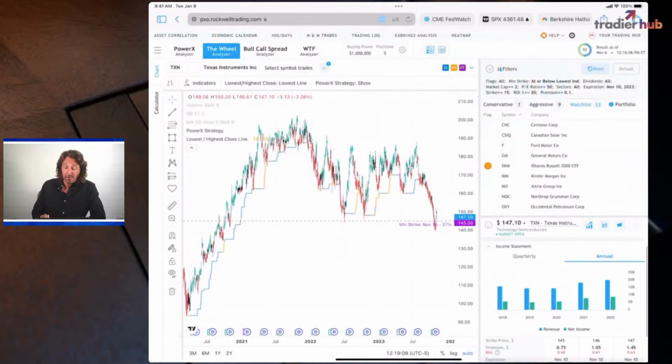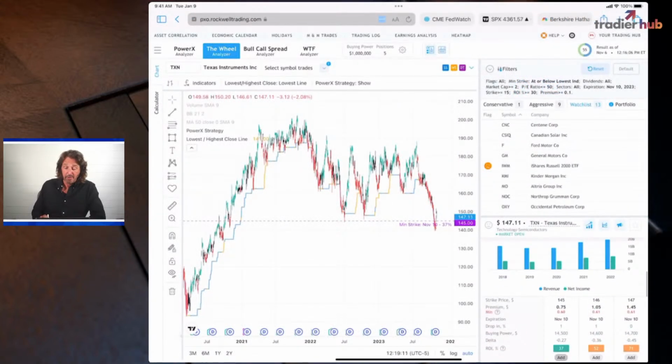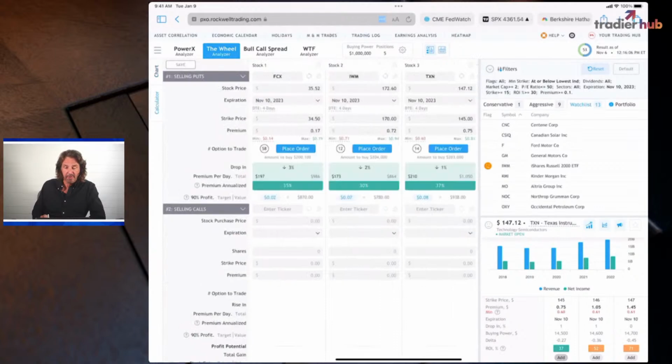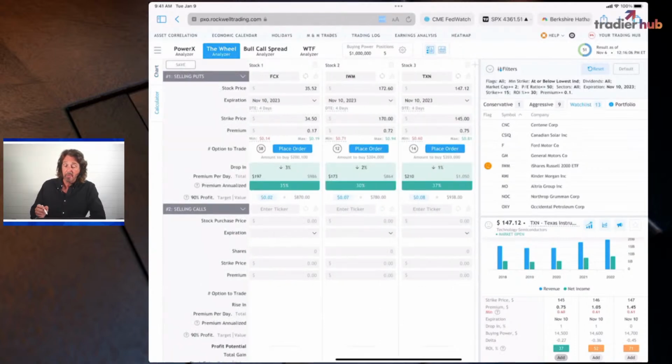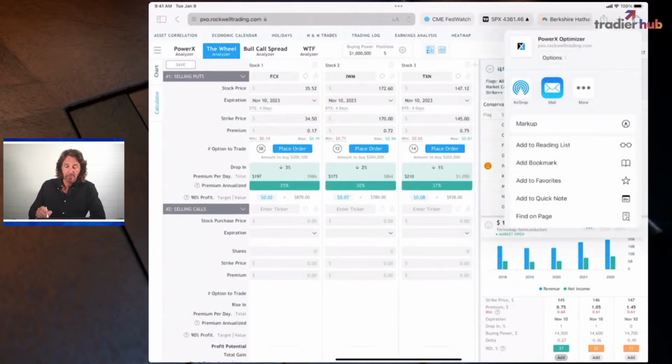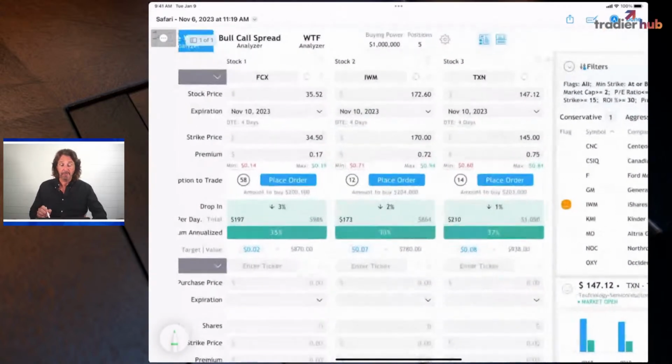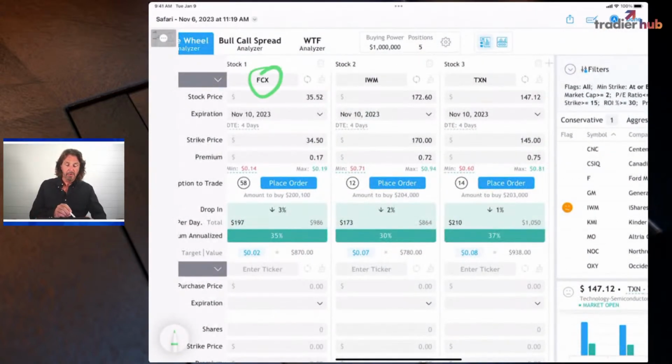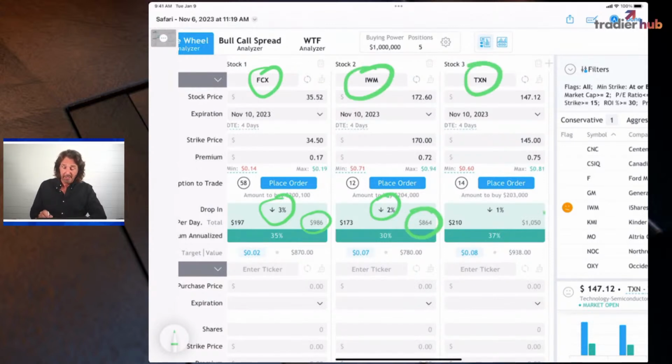So that's the third way how we find opportunities. And I'm adding this to the calculator to compare it to the other two. And again, we have FCX. So that is one where we can drop 3%, getting $986. Here we can drop with IWM 2%, getting $864. With TXN, that is the highest. I kind of like TXN. I've traded it in the past. Gives me an RI of 37.